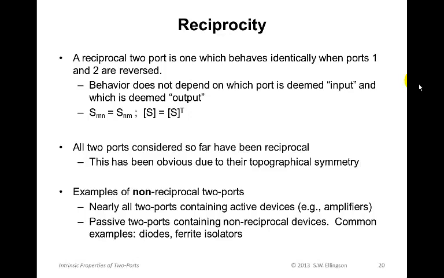For example, nearly all two-ports that contain active devices are non-reciprocal, and that includes all amplifiers. Passive two-ports containing non-reciprocal devices will be themselves non-reciprocal. Common examples of non-reciprocal devices include diodes, which allow current flow in one direction, but less so in the other direction, and ferrite isolators, which allow power flow in one direction and not so much in the other direction.